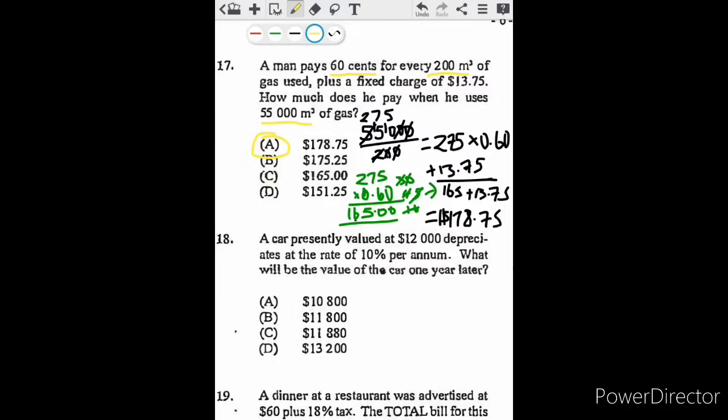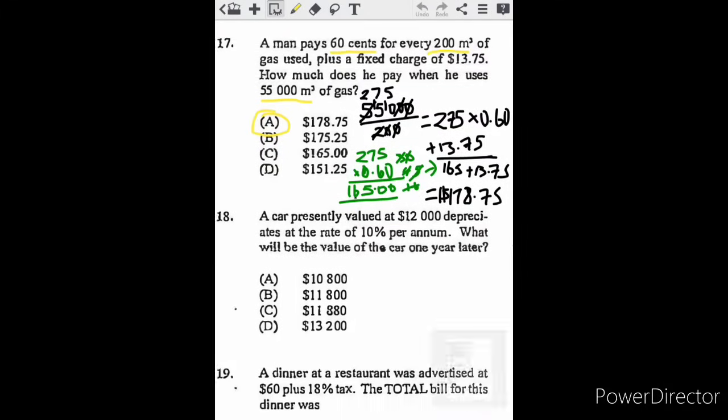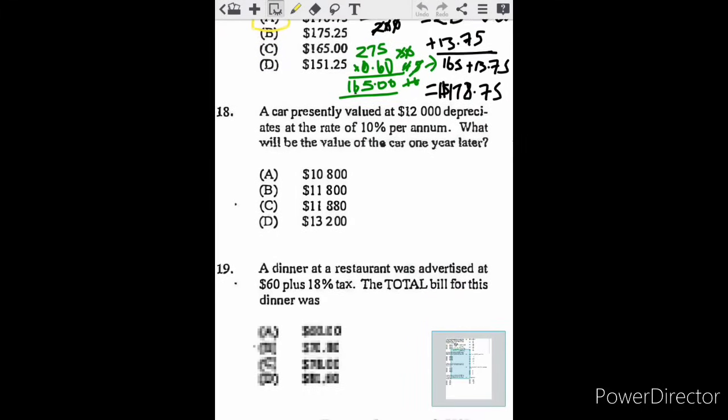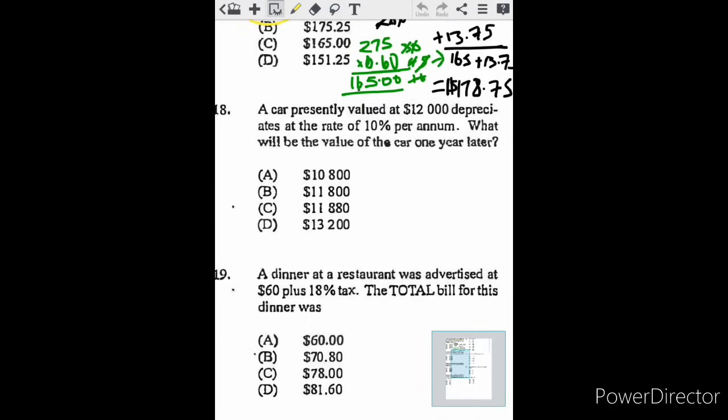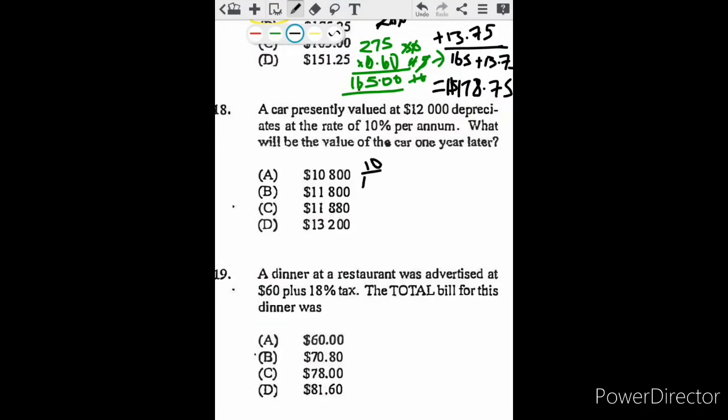Moving on to 18. Our question reads, a car presently valued at $12,000 depreciates at the rate of 10% per annum. What will be the value of the car 1 year later? So that's 10% less than the current price. So 10% multiplied by 12,000.